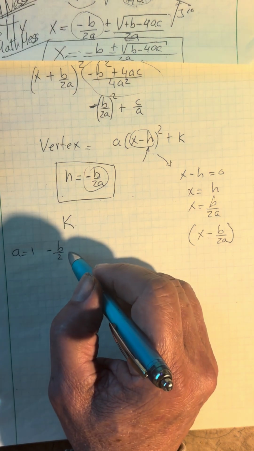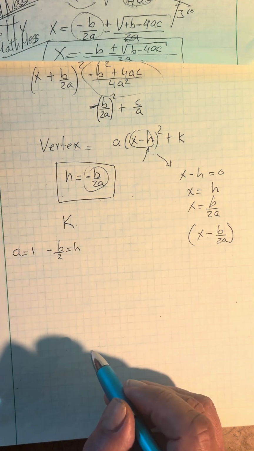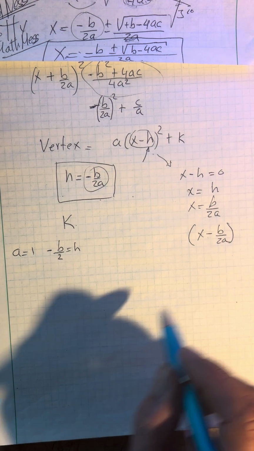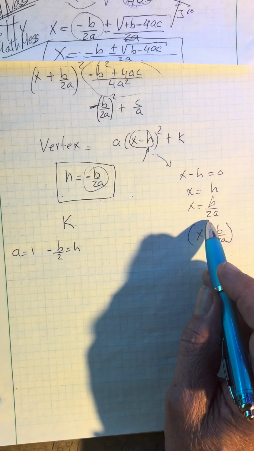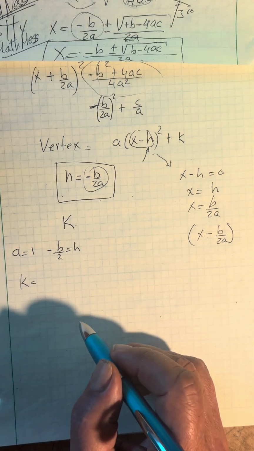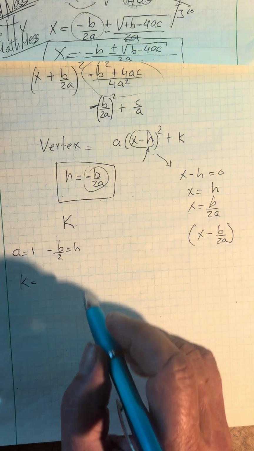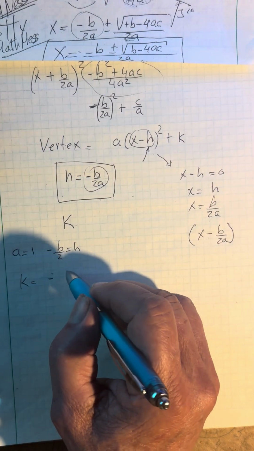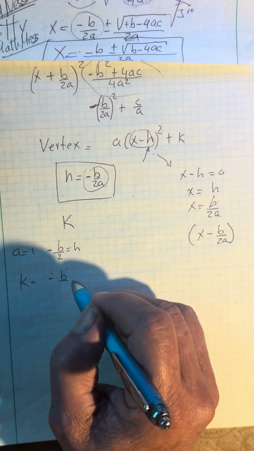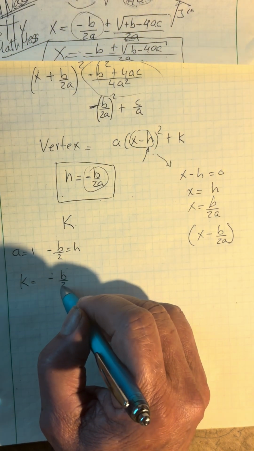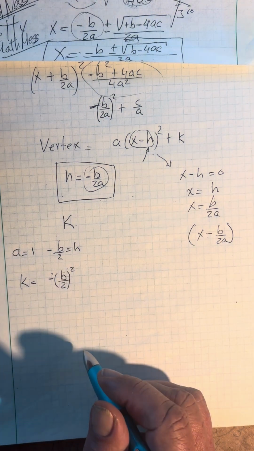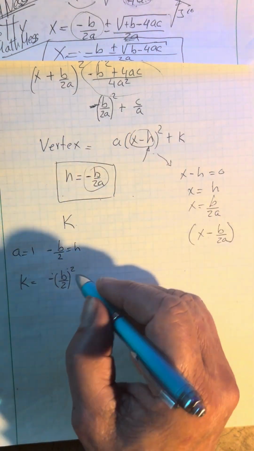The h will be, that's what h will be equal to. And k will be equal to minus b divided by 2 squared plus c.